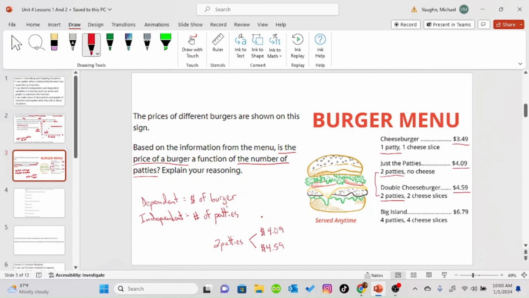If I have 2 patties as my input, I might get $4.09 as my output, or I might get $4.59 as my output. In order for something to be a function, every input or independent variable can only have one possible output or dependent variable. This is not a function.